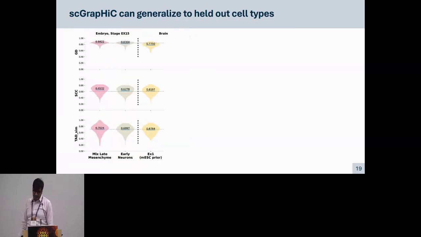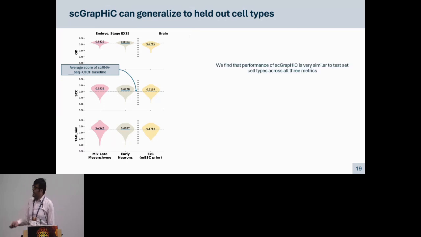Next, we test the performance of single-cell GrapHiC on the 3 held-out cell types. We add this gray dotted line to show the mean score of single-cell GrapHiC on the testing set. We find that across all of these 3 metrics and all of the 3 cell lines, our scores are very similar to what we observed on the testing set.